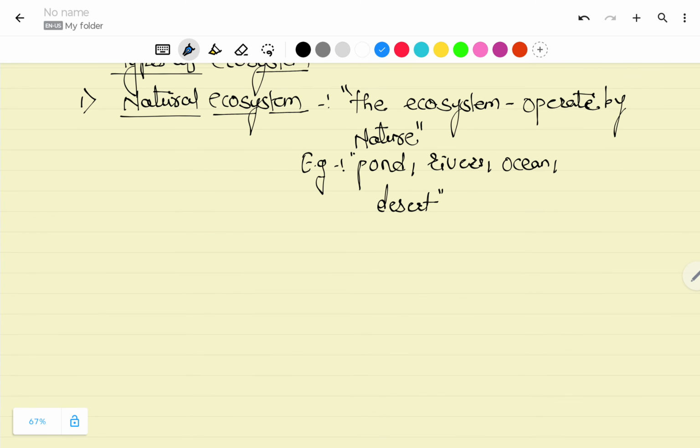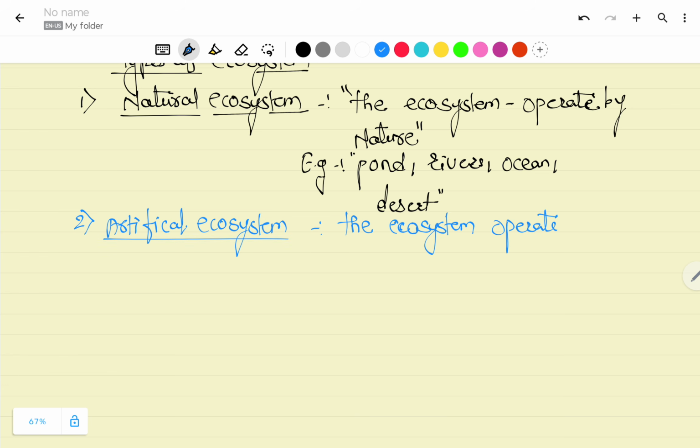The next is the artificial ecosystem. The ecosystem which is operated by man, by human beings, is called the artificial ecosystem.